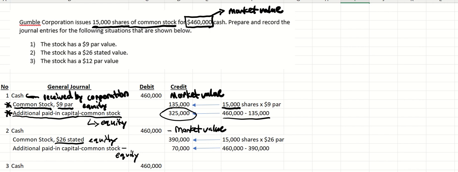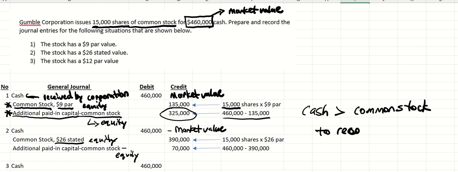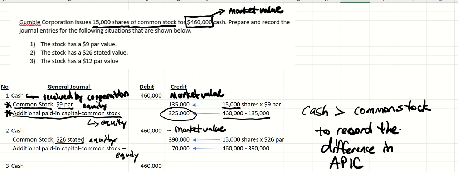So if an additional payment was made, you're going to record that additional payment to additional paid in capital common stock. Hopefully you can remember that if there's a difference, let me put on here over the side, if the cash is greater than the common stock, you're going to record the difference in additional paid in capital dash common stock, since this is for common stock.